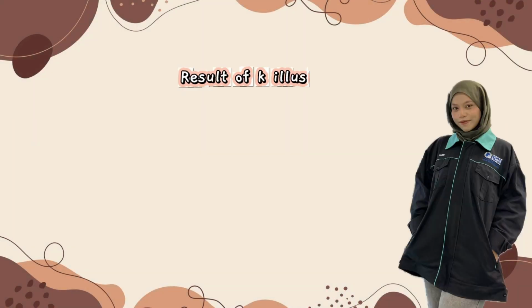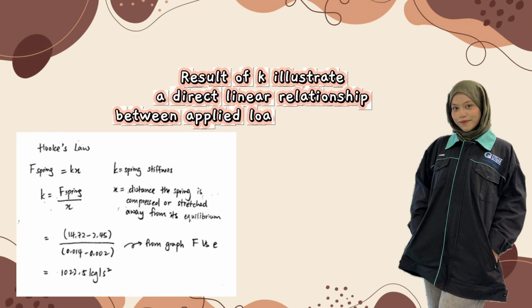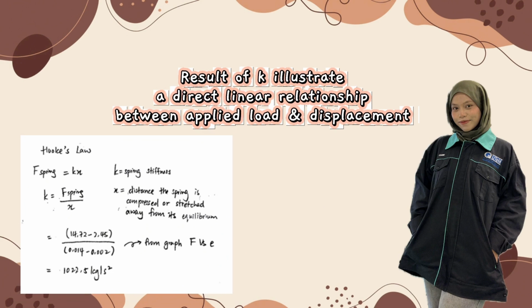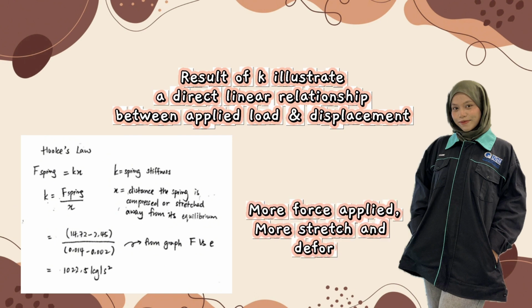The result of the spring constant obtained from the experiment illustrates the direct and linear relationship between the applied load and the displacement of the system. The data points form a pattern that strongly supports Hooke's law, showing that the more force applied to the system, the more it stretches or deforms.